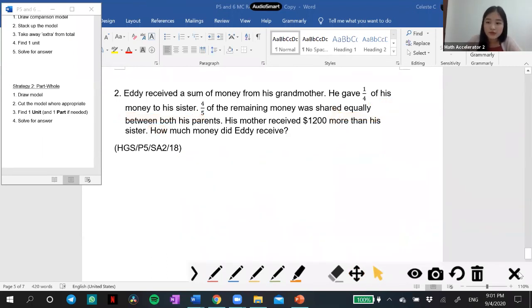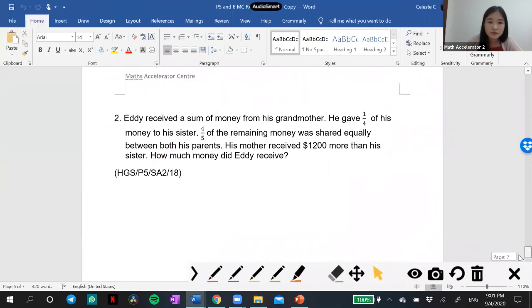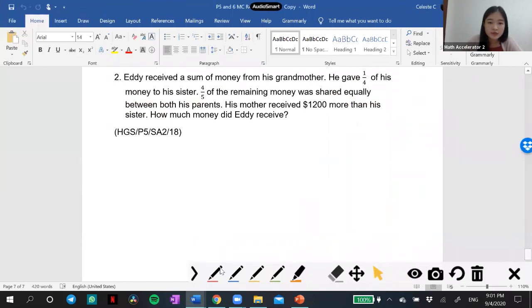All right, so you have Eddie. Okay, he received a sum of money from his grandmother. He gave 1/4 of his money to his sister. Right, and then 4/5 of the remaining money was shared equally between both his parents. His mother received $1,200 more than his sister. How much money did Eddie receive?